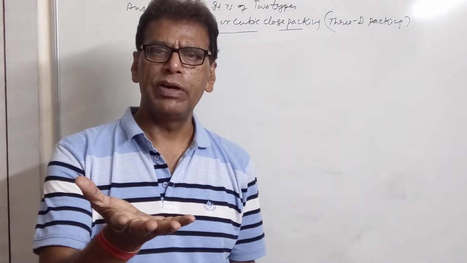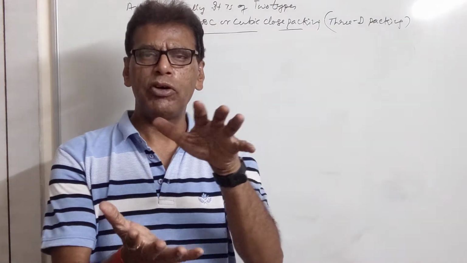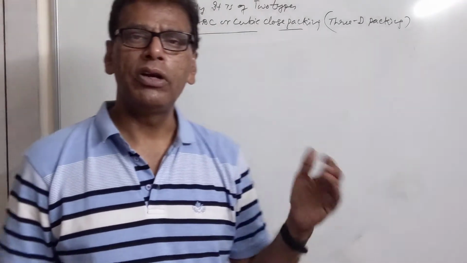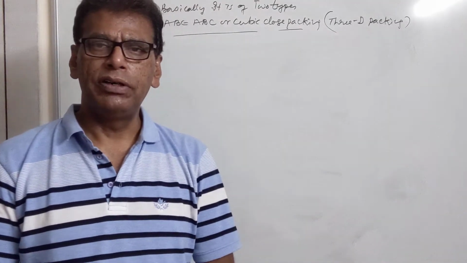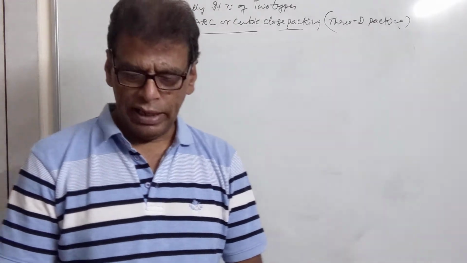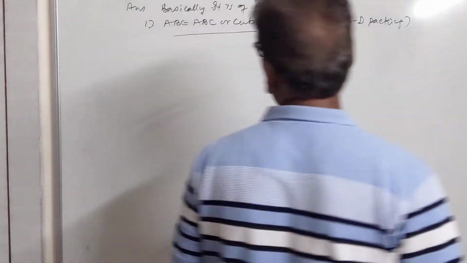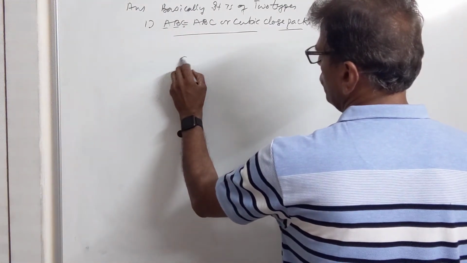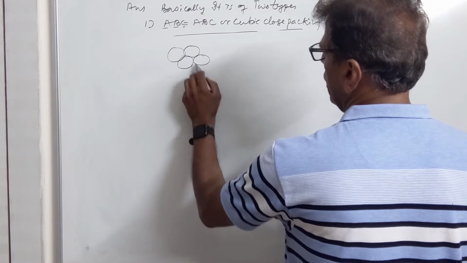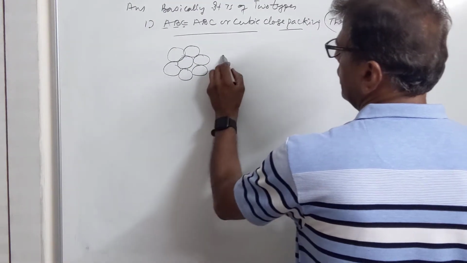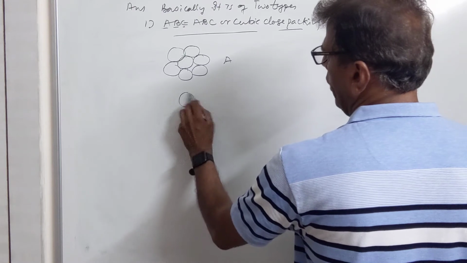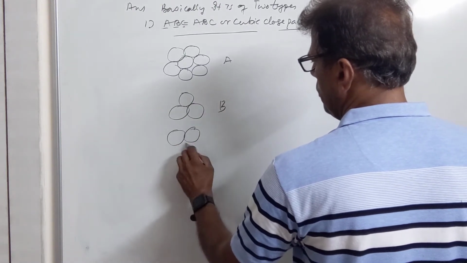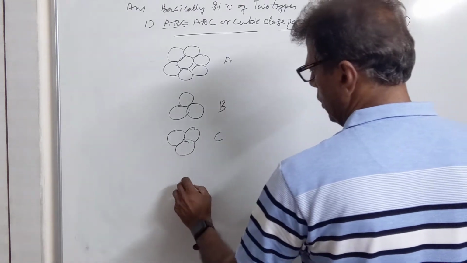When the second layer of sphere is kept on the voids of first layer, and then the third layer is placed on the common voids of the first and second layer, then we get ABC type of arrangement. And the three layers, they are different. First layer, suppose we have this layer, 1, 2, 3, 5, 6. This is layer A. Then we will have this layer. This is layer B. Now this will be layer C, and it will go on.